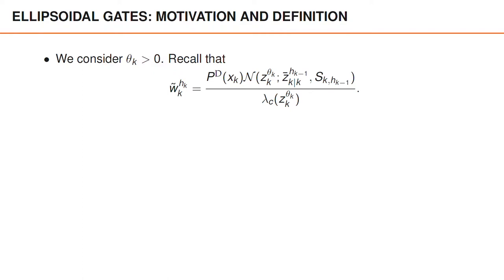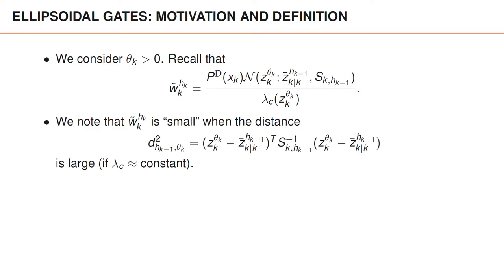When theta K is greater than zero, the unnormalized weight is PD times the predicted likelihood divided by the clutter intensity. If we assume that lambda c is roughly constant, at least locally, we can see that the weight is maximized when the measurement z theta k is equal to the predicted measurement z bar hk minus 1, since that maximizes the predicted likelihood. Similarly, if the measurement is far from the predicted measurement, in the sense that this quadratic form is large, the predicted likelihood takes small values since the quadratic form appears in the negative exponent inside the expression for the above Gaussian density. This implies that the weight W tilde is also small.